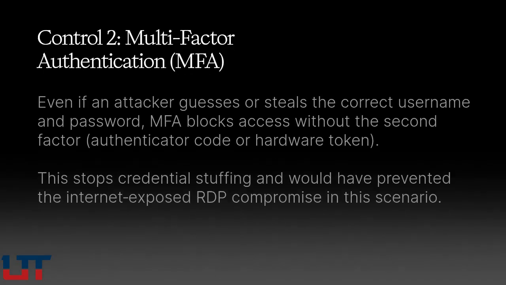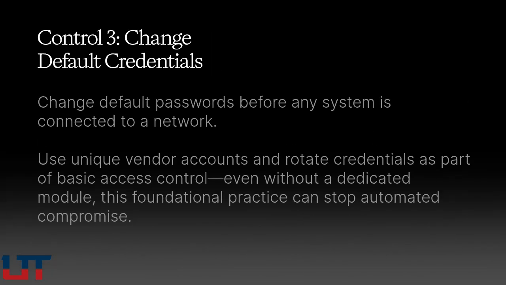A second control would have been multi-factor authentication. Default credentials combined with MFA would still have stopped the attack. The attacker would have the username and password, but not the second factor, the authenticator code or hardware token. Credential stuffing fails against MFA even when the password is correct. This is Module 5.